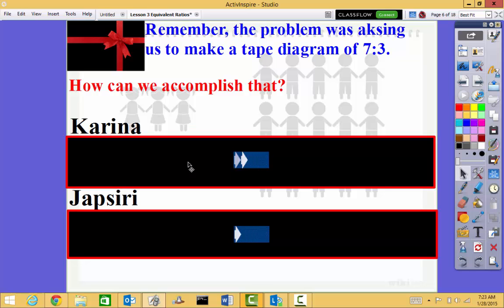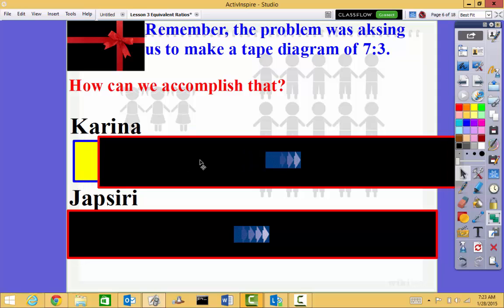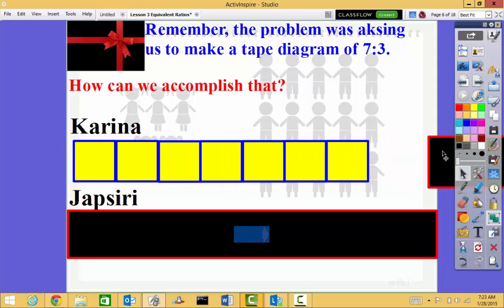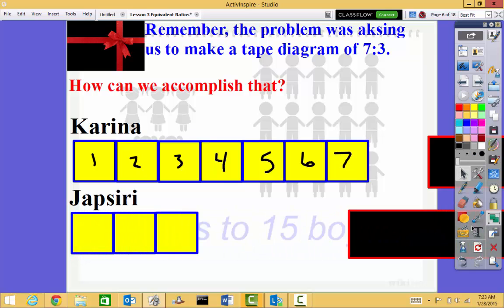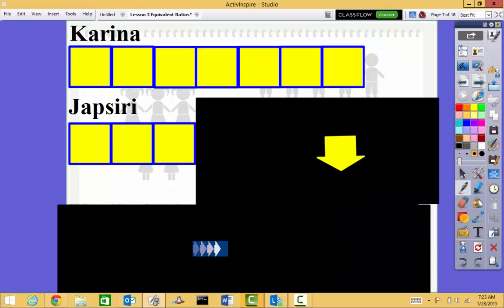Well, let's think. Karina has 7, so all I'm going to have is 7 boxes. 1, 2, 3, 4, 5, 6, 7. This represents her 7 units of ribbon. Japsiri has far less. She only has 3 units. So she has 1, 2, 3. That's all it's asking us to do, draw a tape diagram. Let's take it a step further though.